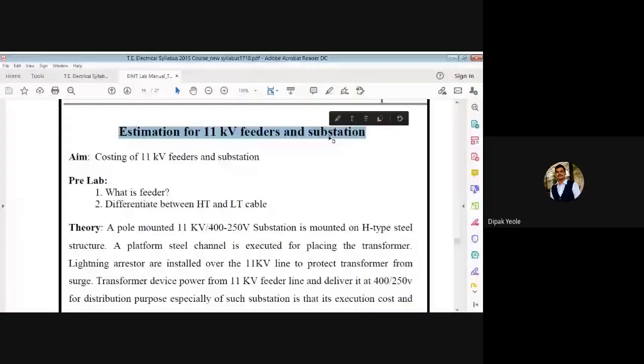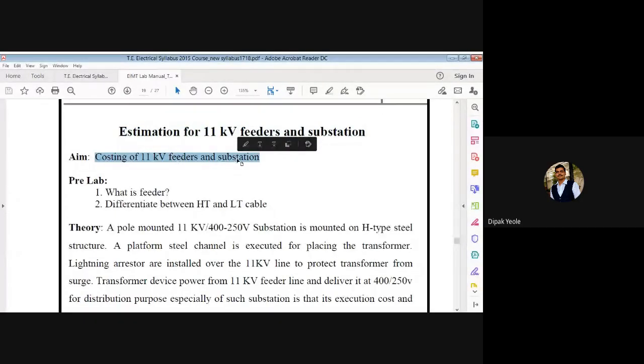So this is the second experiment of this EIMT course. The name of the unit is estimation for 11 kilovolt feeders and substation. Our aim is to find out the cost of 11 kilovolt feeders and the substation. After finishing this experiment, you will be able to identify the components of installation of this 11 kilovolt feeder and substation, and you will get some information related to the components.